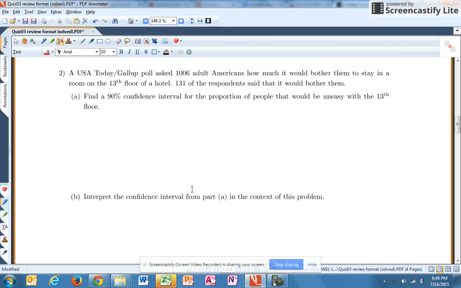The first thing we want to do in looking at this is look at what kind of data we are looking at. If they are answering the question, would it bother you to stay on the 13th floor of a hotel? The answer is a yes-no answer. So this is qualitative data.